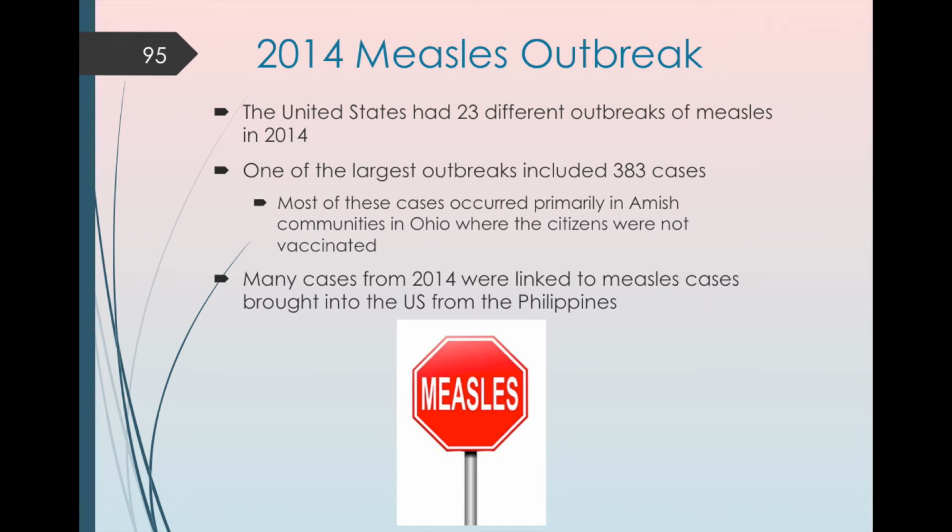The United States had 23 different outbreaks of measles in 2014. One of the largest outbreaks included 383 cases, most of which occurred primarily in Amish communities in Ohio, where citizens were not vaccinated. Many cases from 2014 were linked to measles cases brought into the U.S. from the Philippines.